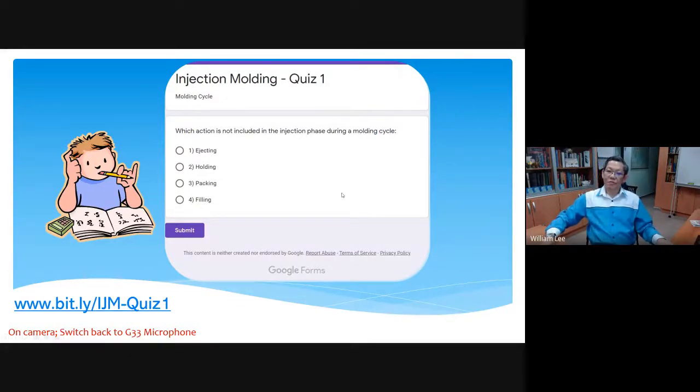Okay, so therefore the answer should be number 1, ejecting. Ejecting is not included in the injection phase. For the injection phase, you only have first filling, then packing, followed by holding, and these are the three functions.